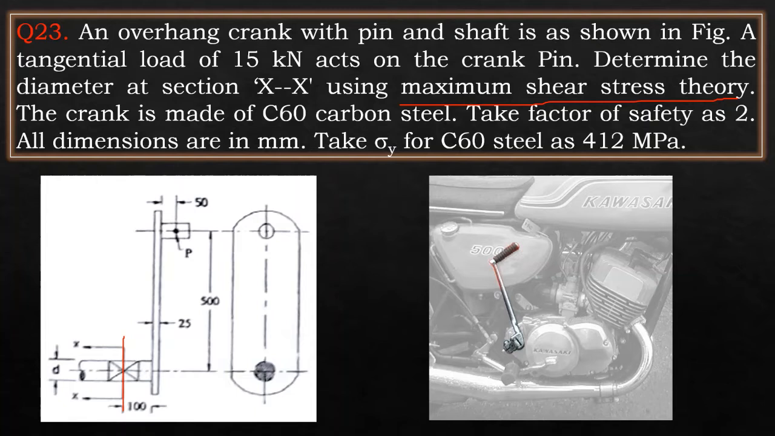Also he has mentioned that the crank is made of C60 carbon steel having a yield stress of 412 megapascals, and also he is asking us to take a factor of safety of 2, and he has also given an illustrative diagram with the dimensions showing how the crank is looking. Let us now start solving this numerical by writing down the given data.